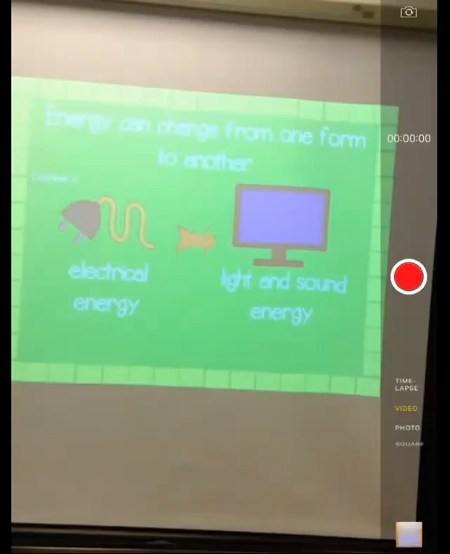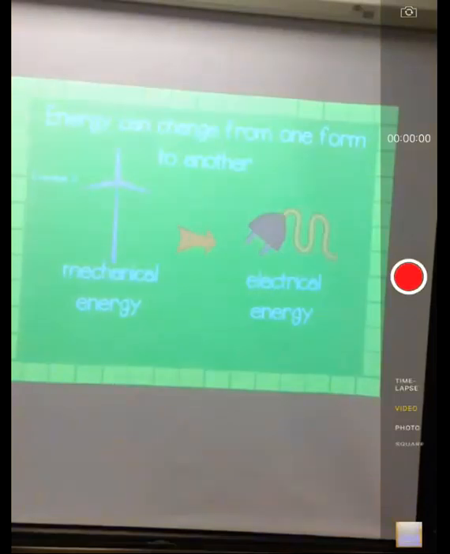And example 4. Energy can change from one form to another. Example 4, mechanical energy changing into electrical energy. Pretty simple. Real simple. The important takeaways from this are that there are different types of energy, right? Energy takes different forms, and energy can change form. You can remember those two things. It's going to help you as we go forward.